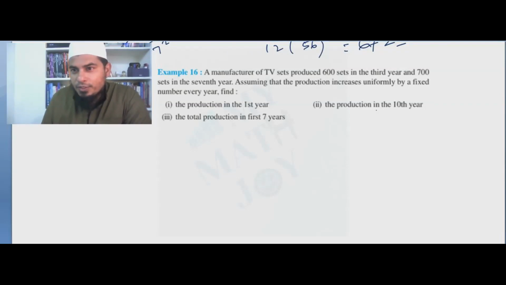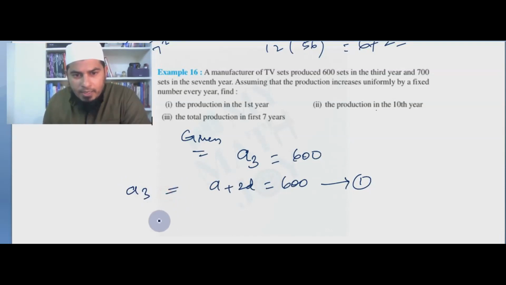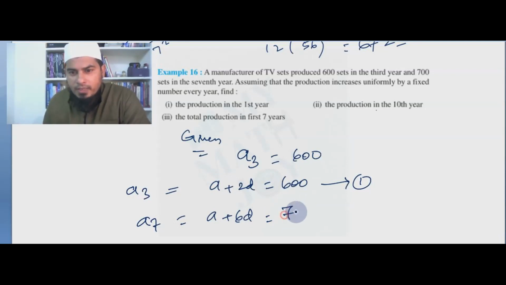Hope you're doing it. Yes, given. The manufacturer produced 600 sets in the third year. Third year is 600. So a plus 2d is 600. Okay, this is my equation number 1. Then 700 in the 7th year. So I'll write here a7, that is a plus 6d is equal to 700, exactly in the 7th year.